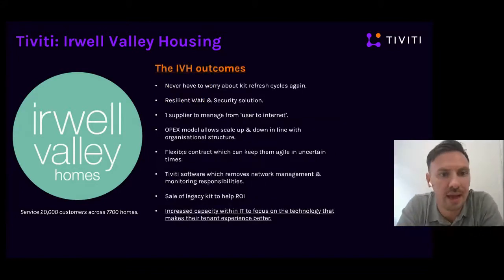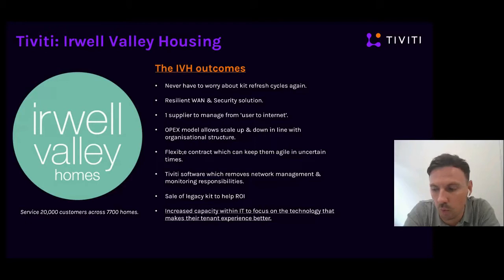And just in terms of the outcomes, and what Irwell Valley are now able to do with connectivity as a service, they don't need to worry about kit refresh cycles again. As part of the service, Tivity will constantly manage that service to agreed SLAs. That means they don't need to think about either LAN or Wi-Fi kit going out of date, or when they need to budget for particularly upfront cost or capital refresh cycles further down the line. They're able to benefit from a resilient WAN and security solution, all delivered again on a per-user-per-month subscription model.